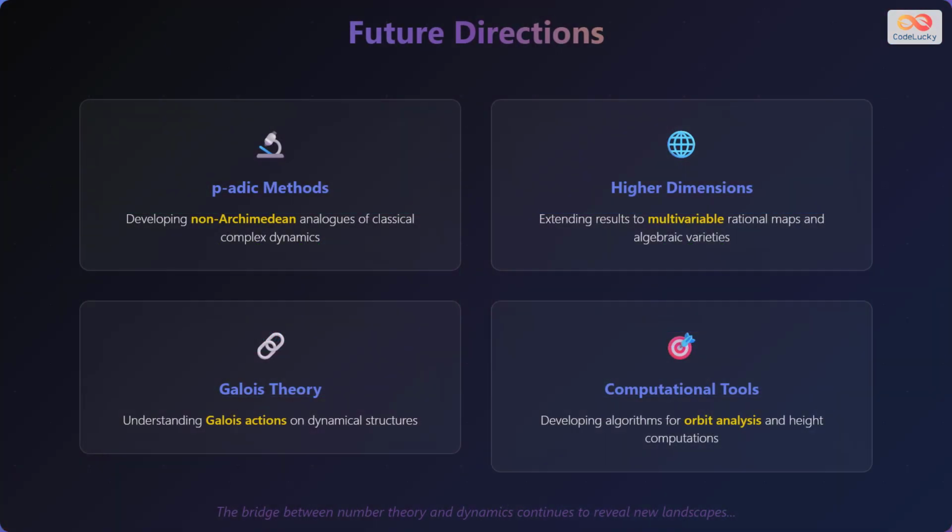Future directions in arithmetic dynamics include, first, p-adic methods, developing non-Archimedean analogues of classical complex dynamics. Second, higher dimensions, extending results to multivariable rational maps and algebraic varieties. Third, Galois theory, understanding Galois actions on dynamical structures. Fourth, computational tools, developing algorithms for orbit analysis and height computations. The bridge between number theory and dynamics continues to reveal new landscapes.